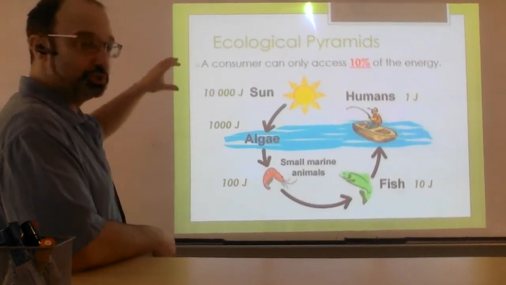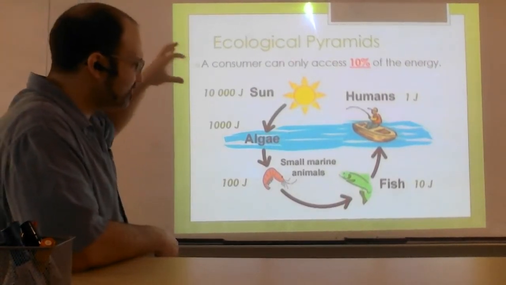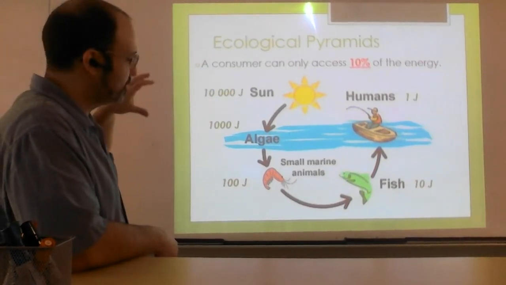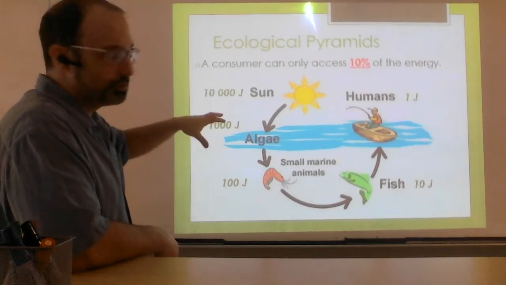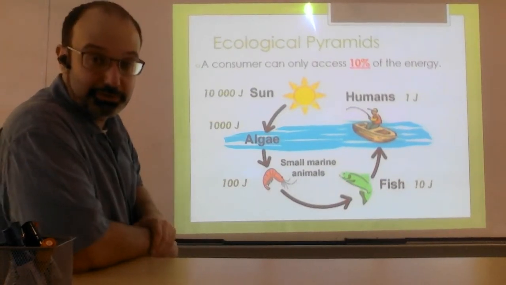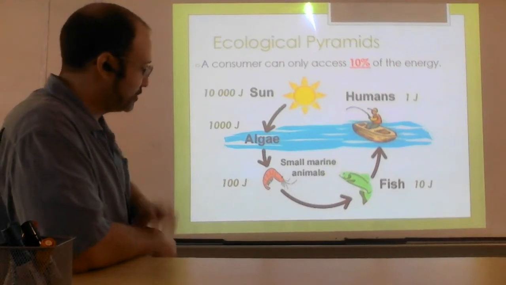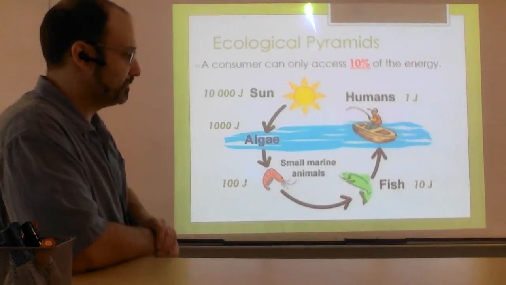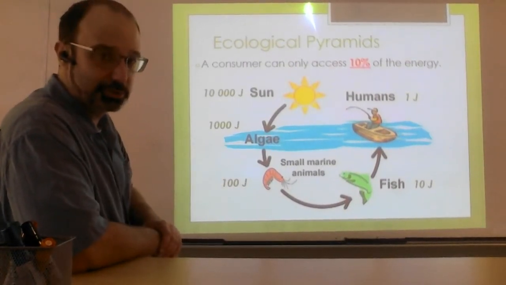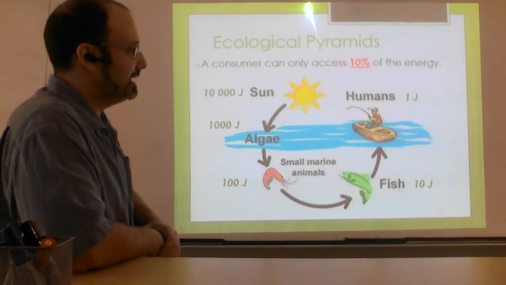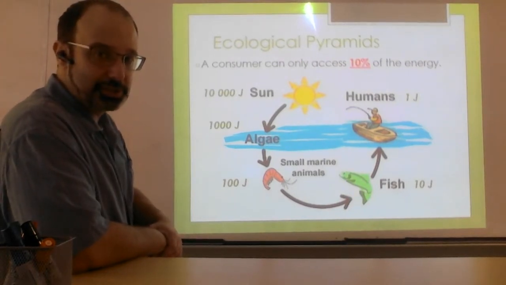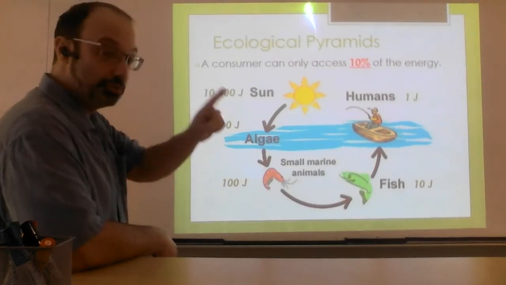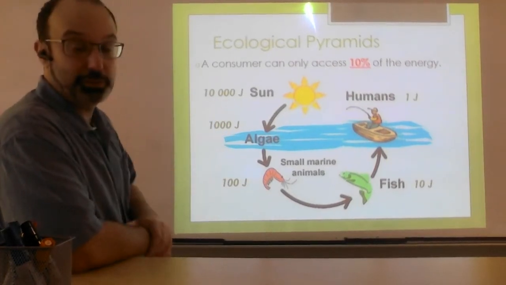So if 10,000 joules, a unit of energy, of the sun's energy gets absorbed, beamed to Earth, and absorbed by algae, that algae will produce about 1,000 joules from that 10,000. A shrimp will then eat the algae, and they'll produce 100 joules of energy. A fish might eat that shrimp and produce 10 joules of energy, and we will eat the fish and get 1 joule of energy. Okay, technically the fish will give us more, but we get 1 joule of energy from the original 10,000 that we started with.